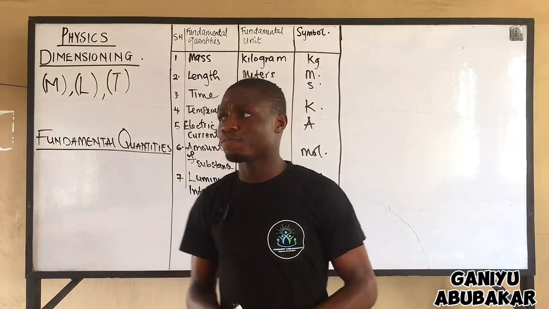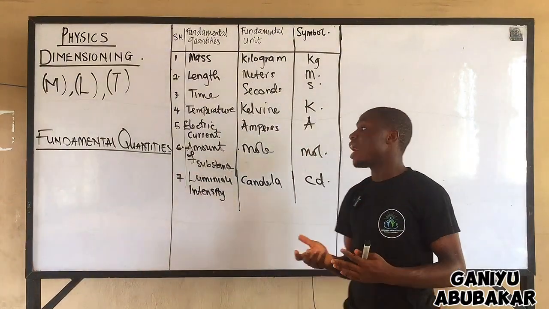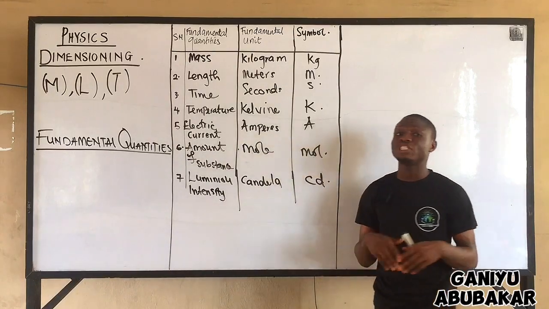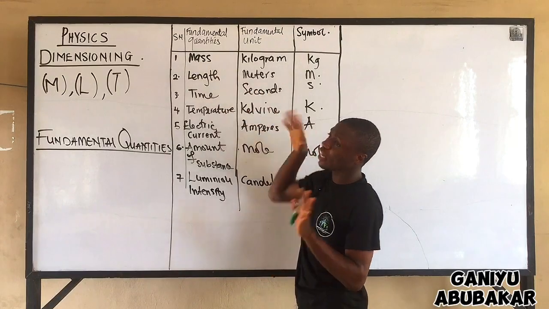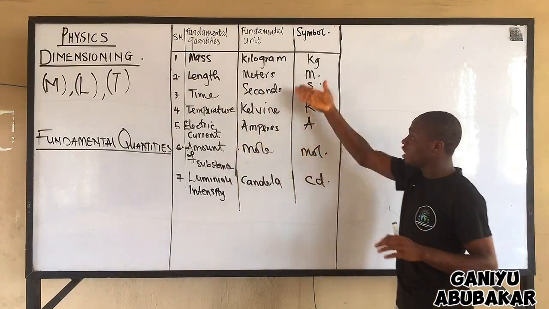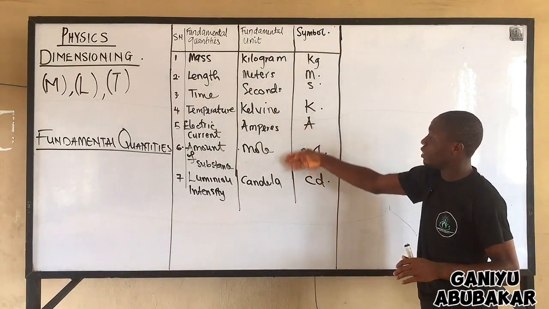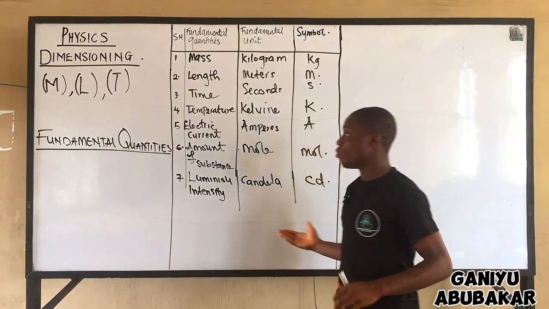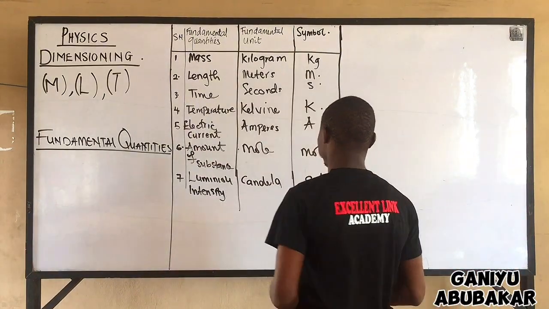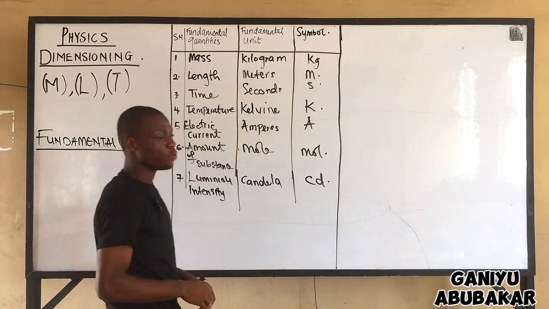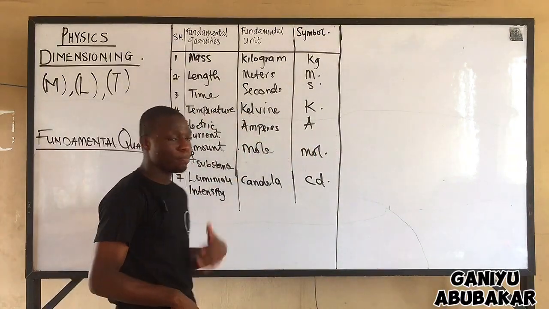For JAM, I've actually taken you beyond JAM ideas. For JAM, we deal mostly with mass, length, and time. That's all. But I just gave you this table so that you should know that these others exist. All right. I want you to understand this concept. Let's discuss one more thing before we start dimensioning parameters.